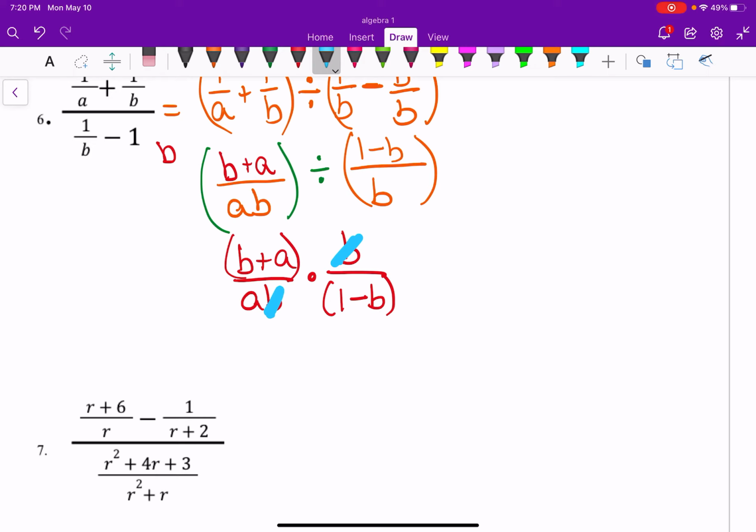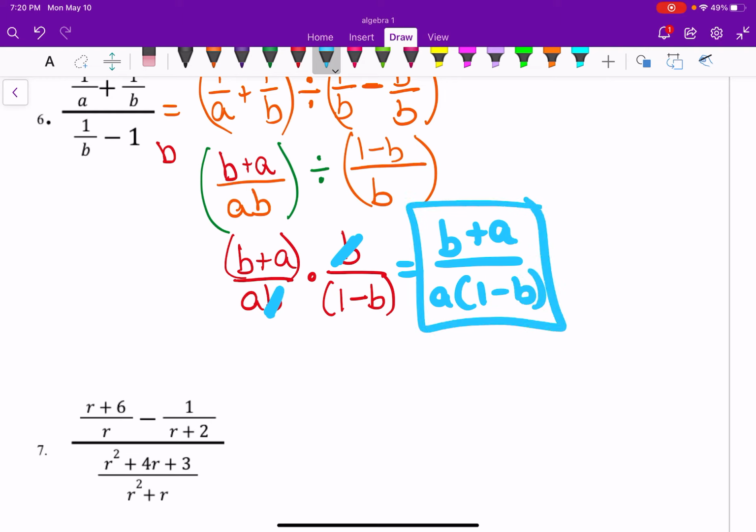Again, don't be tempted. Just because you have b plus a, that's a chunk. It has to have another chunk to match. So our answer to this one is b plus a over a times 1 minus b. Okay? There we are. Oh my goodness. All right, get ready for the next one.